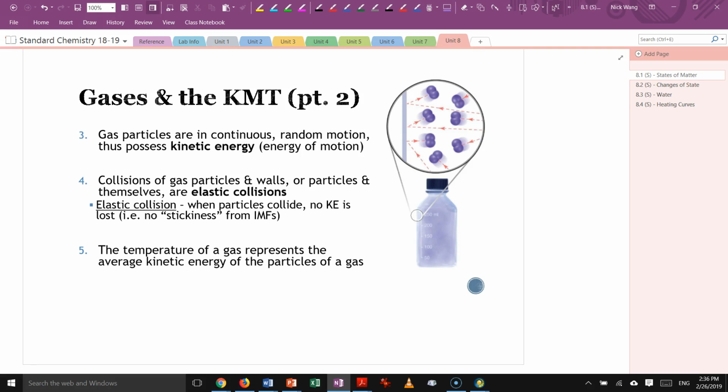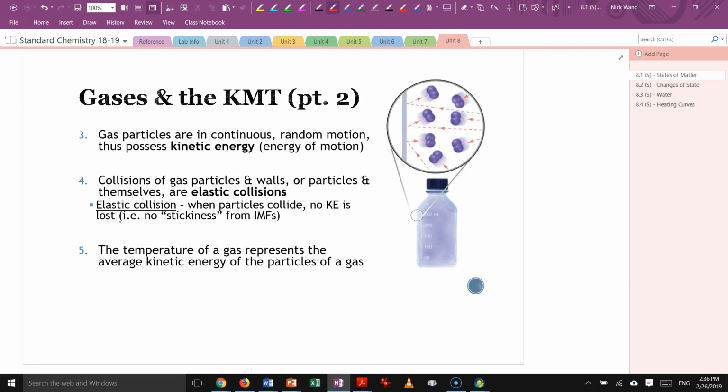And number 4, collisions of gas particles with walls or with each other, whatever it bounces off of, are considered elastic collisions. Now, the word elastic probably conjures up images of stretchy things, and that's kind of true, but really what it means is that when the particles collide, no kinetic energy is lost. So they bounce off each other, and nothing keeps the energy from being transferred directly. There's no stickiness from the IMFs.